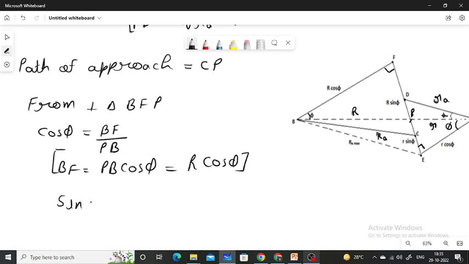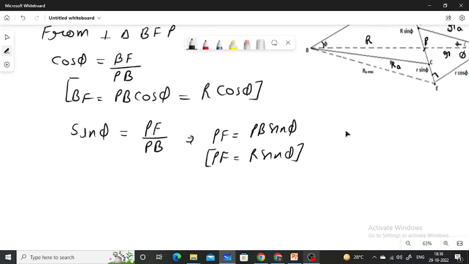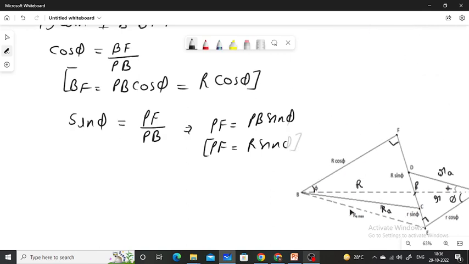And sin phi is equal to PF upon PB, implies PF is equal to PB sin phi. PB is capital R, so PF is R sin phi. Okay, clear?